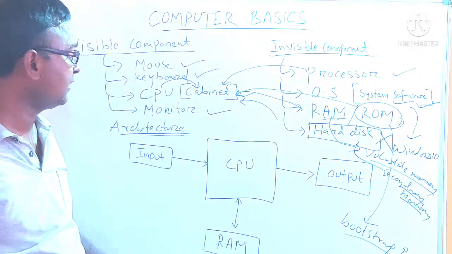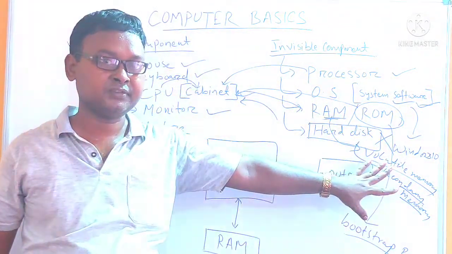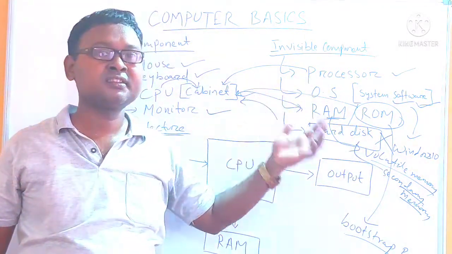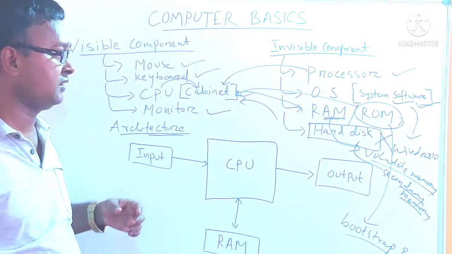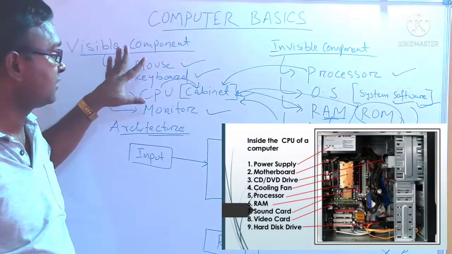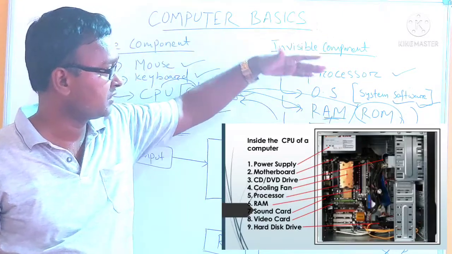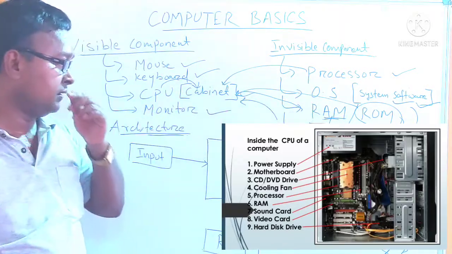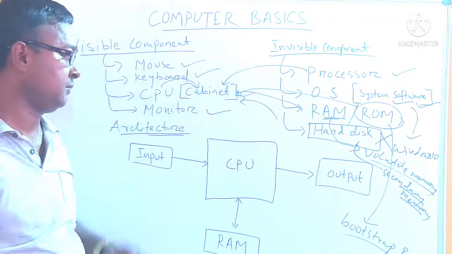Okay, right now you understood what are the visible components, what are the invisible components of your computer system. These are the main components of your computer system that I discussed. So various other things are there. So in the next subsequent classes I'll go for discussing all those things. The main important components of your computer system are visible component, invisible component. You understood what is processor, what is OS, operating system, what is RAM, what is ROM, what is hard disk. Okay, you understood this total visible component and the invisible component.